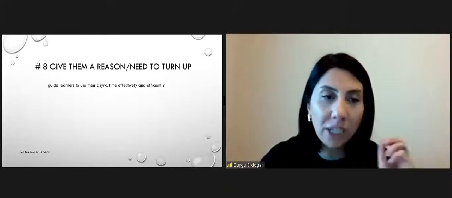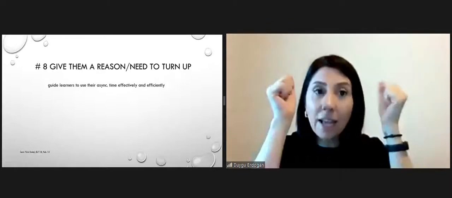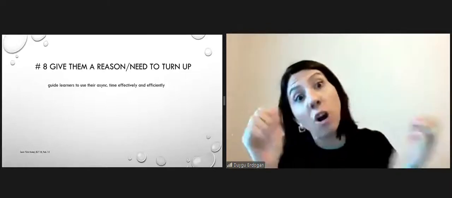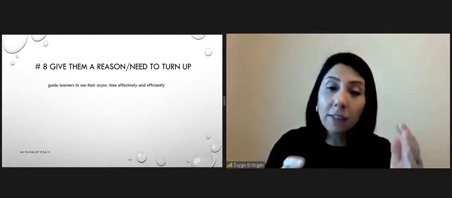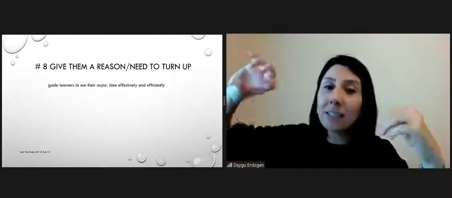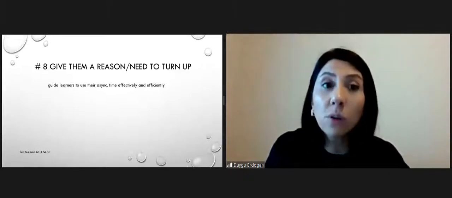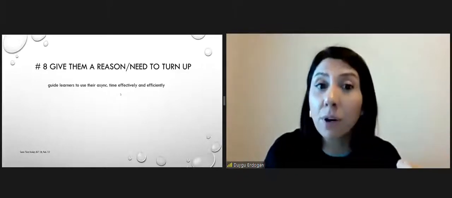Number 8 is always give them a reason and need to turn up. This means that we need to find a way to put the online lessons and the offline time together. The time that they spend outside your lesson until the next lesson is very valuable. We need to make sure that they do an activity there so that we give them a reason and they feel a part of a whole.